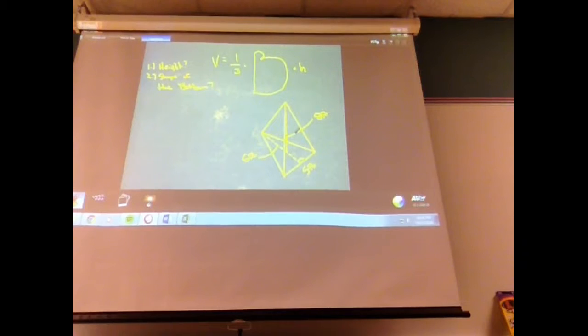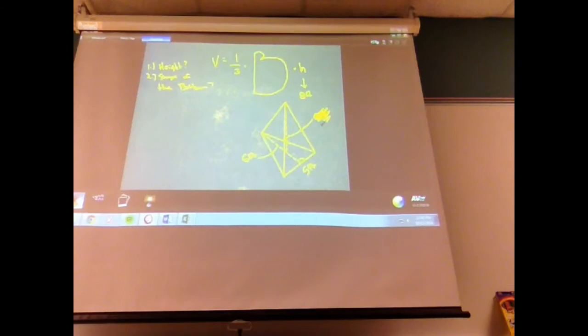Now, when I'm solving this problem, again, the first question I want to ask is what's the height? And in this case, it's very plain to see. The height of this is going to be 8 feet, okay? And once I use that 8 feet, I don't need it anymore. So I'm going to scribble this part out, okay?